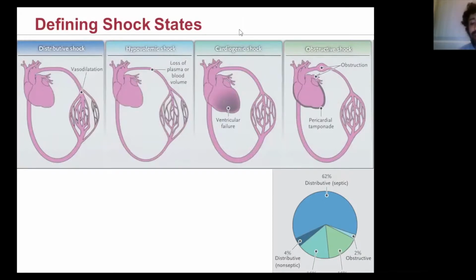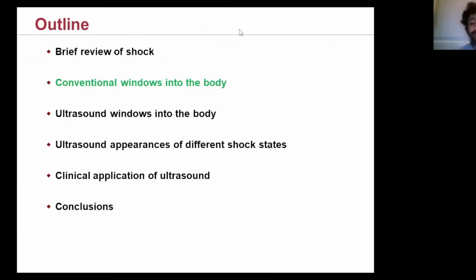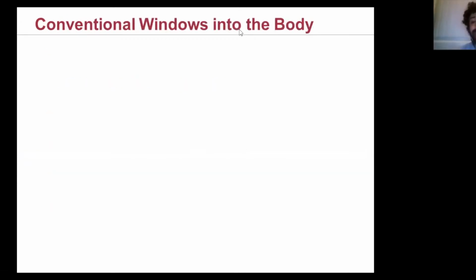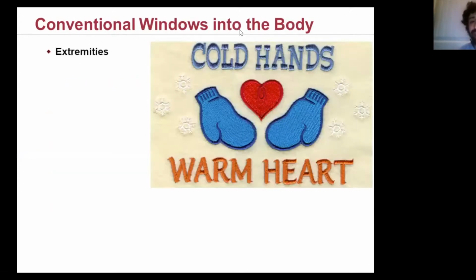From an epidemiological standpoint, most shock that is seen in the world is distributive because sepsis is such a large cause of pathology. But the other mechanisms for shock are present, and it's important to know which one we're dealing with if we're going to treat the patient appropriately. And that's where we get into our conventional methods for seeing what shock state we have.